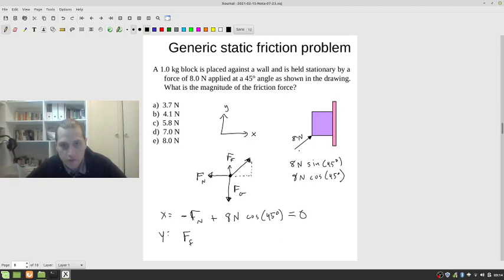And then in my y direction, I would have my force of friction pushing up, and then the y component of that 8 Newton force would also be pushing up, so let's put that as 8 newtons times sine of 45, minus the force of gravity, so minus m g, so minus 1 kilogram times 9.8 newtons per kilogram, equals 0.